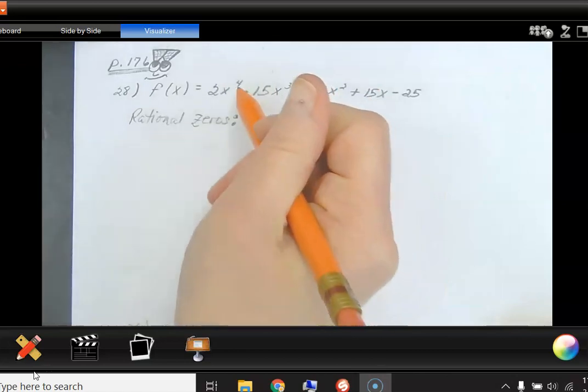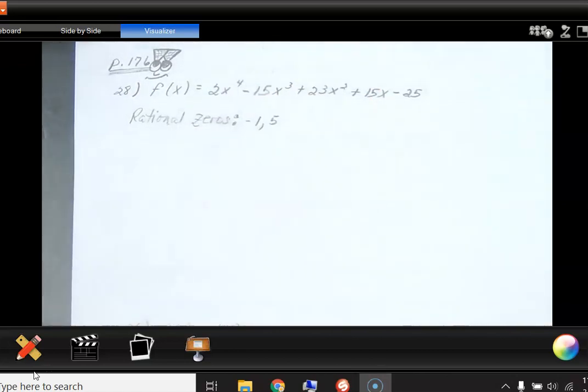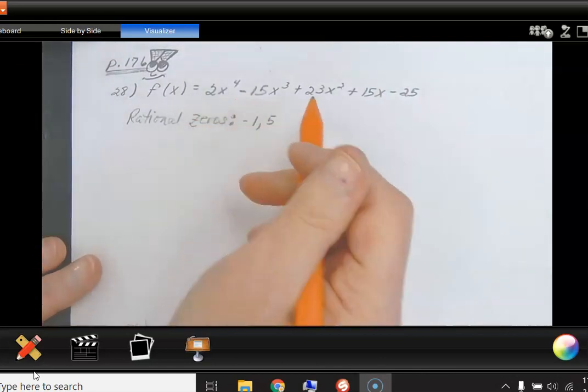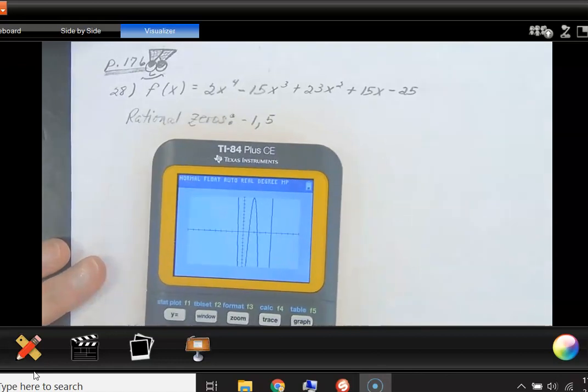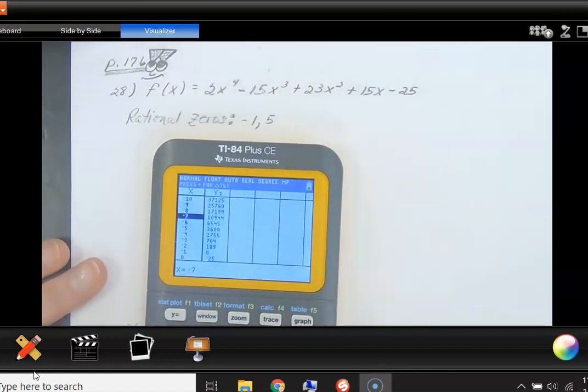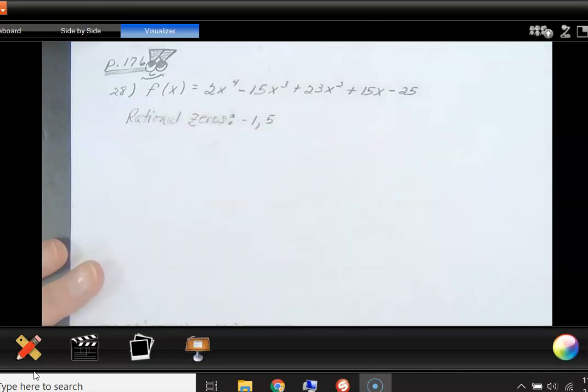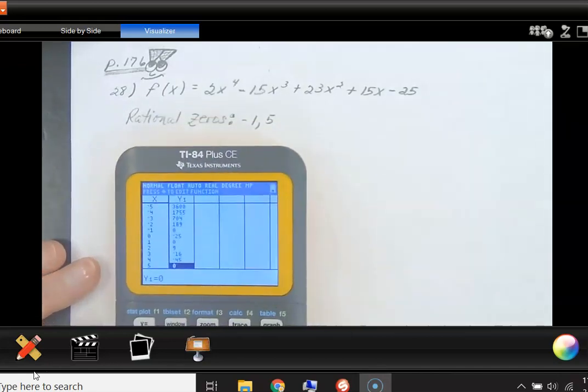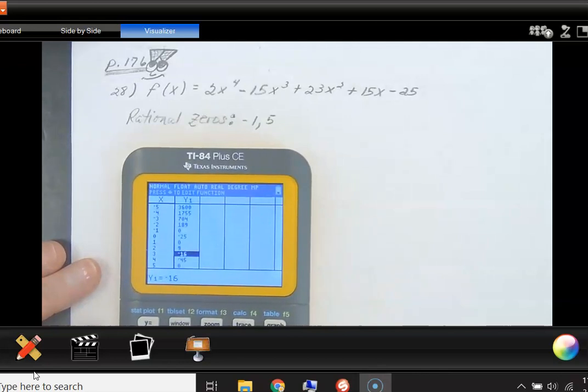There potentially could be 4 rational zeros, but the other 2 might be imaginary. It's hard to say. So I'm going to just verify that -1 and 5 are zeros. I'm going to look at my table. If I see -1, yes, that is 0, and 5, that is 0 as well. So, well, let me see, are there any others we should be using? Oh, 1.